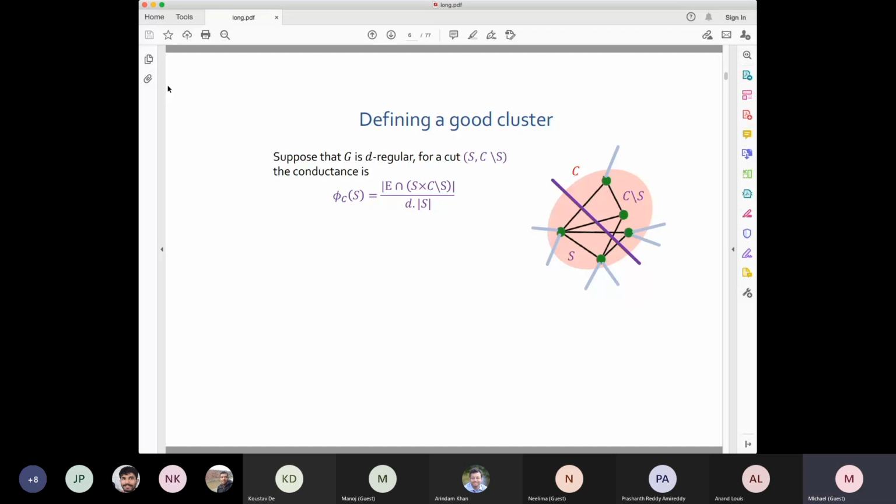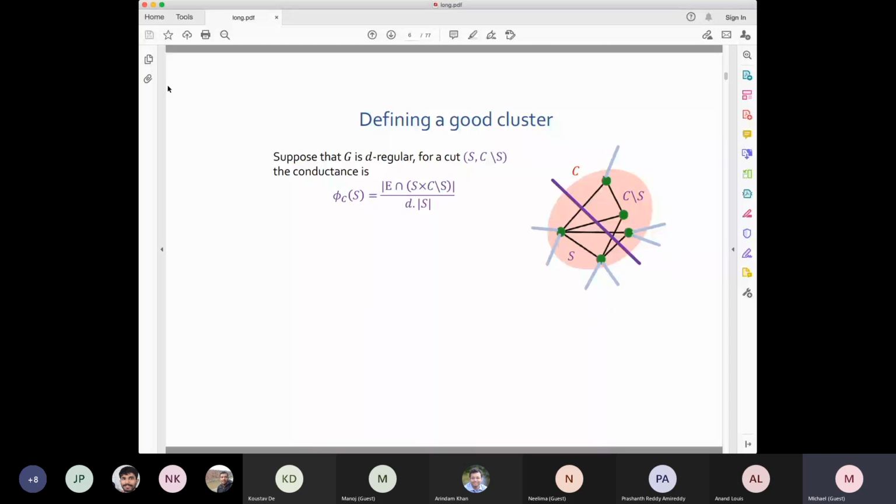In this talk, well, first we assume that the input graph is d-regular for some d, and we define the conductance of a cut S, C minus S, inside a cluster C, so this cut is shown on the slide, as follows. Well, it's the standard definition of conductance, and it's nothing but the number of edges crossing the cut, normalized by the total degree on the S side of the cut. And here we're thinking of S as being at most 1/2 of the size of C. Okay, good. So the conductance of a cut S inside a cluster C is nothing but the number of edges crossing from S to C minus S, normalized by d times |S|. Again, think of S as the smaller side of the cut.